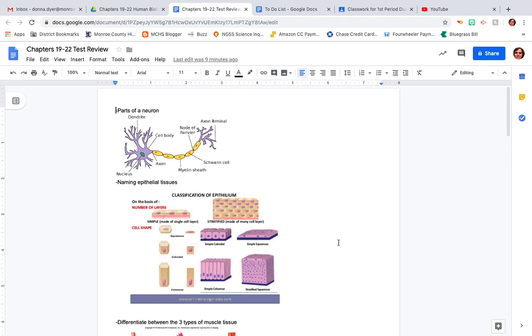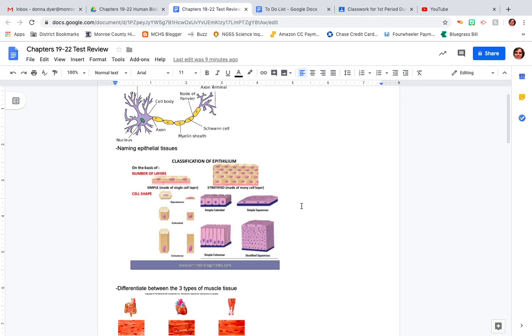There are 4 types of tissue: epithelial tissue, connective tissue, muscle tissue, and nerve tissue. When it comes to epithelial tissue, we want to make sure that we know how to name those tissues. Remember, they are named based upon the number of layers and the cell shape. So if it has only one layer, it is said to be simple. If it has many layers, it is said to be stratified.